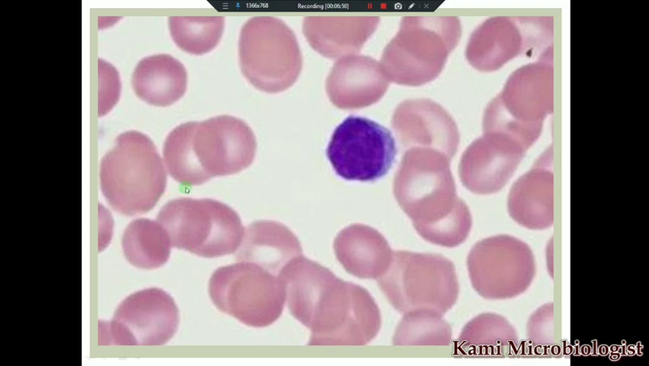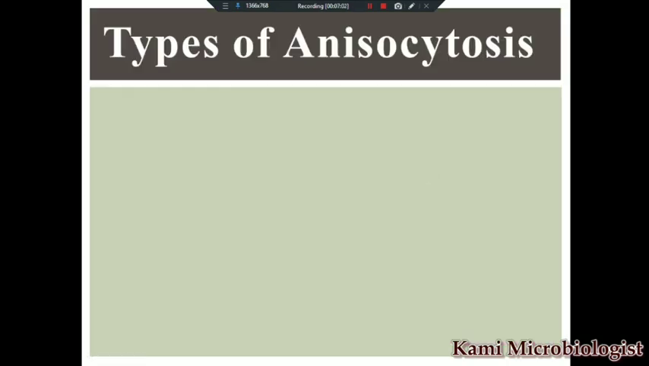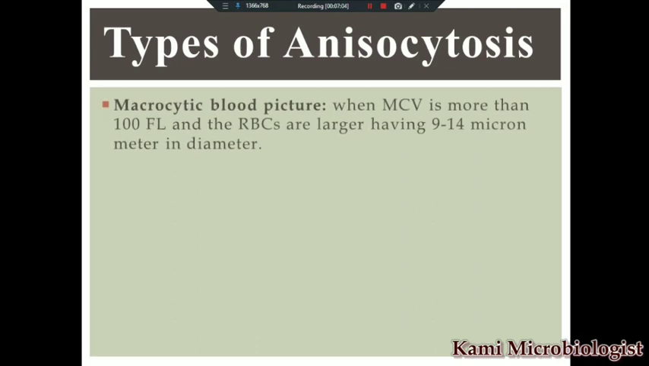So this is the size of the RBC, similar to the size of the nucleus of the lymphocyte. This is the normal RBC as you are seeing in the smear. Now let's see the types of anisocytosis. The first type we call macrocytic blood picture. Macrocytic blood picture is what you see in the microscope field when you make the blood smear, and in a particular field you see that the cells are larger in size.